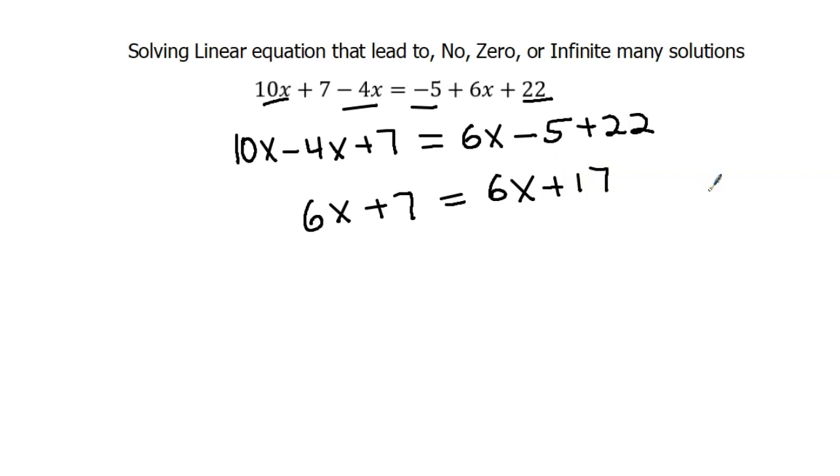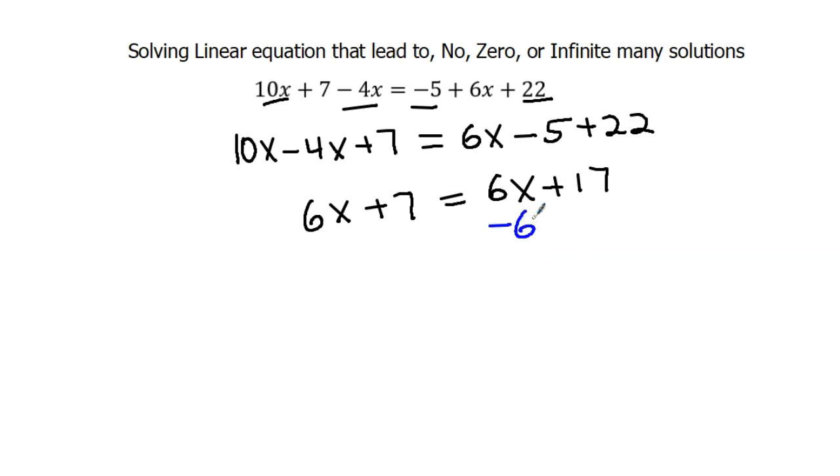Okay, so let's look at this question here. Be careful that you don't conclude that this is infinitely many. Here we have 6x on the left and 6x on the other side. Here we got 7 and over here we got 17. So this is not infinite. We don't have exactly the same on both sides.